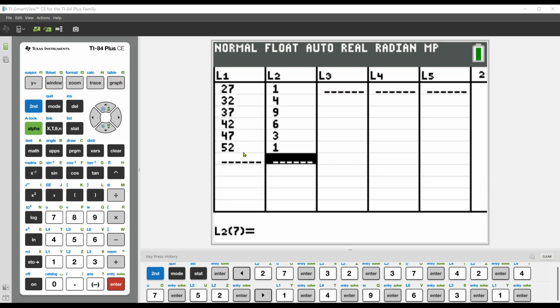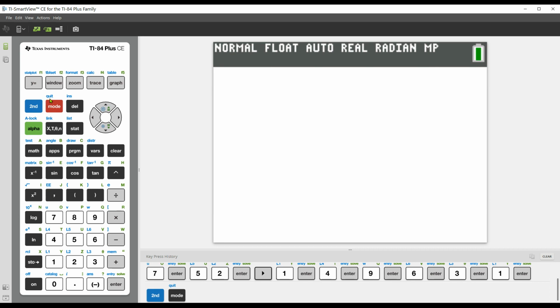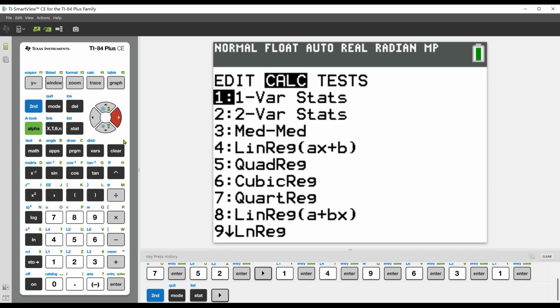All right, so we have our midpoints in and our frequencies. I'm going to back out of the screen, so we're going to go 2nd, MODE to quit. See where my cursor is, 2nd, MODE to quit, that's what we just did. We're going back to STAT. So I know you have to go in and put your data in, then back out, and then go back into STAT. Okay, that's the rule. We're going over to CALC.